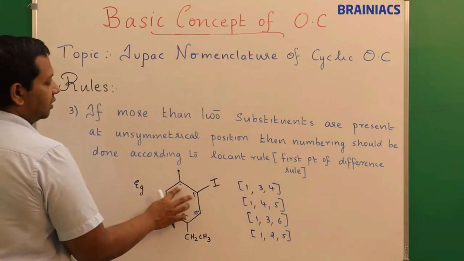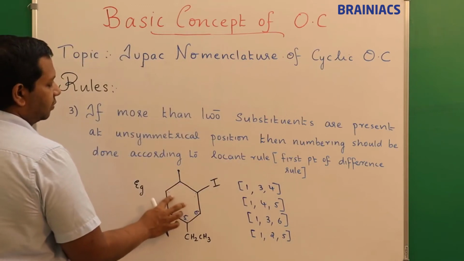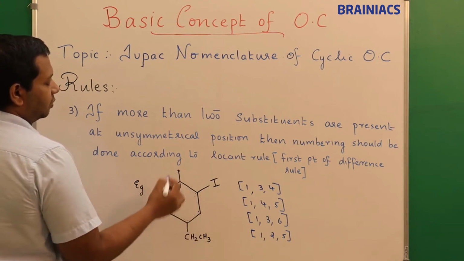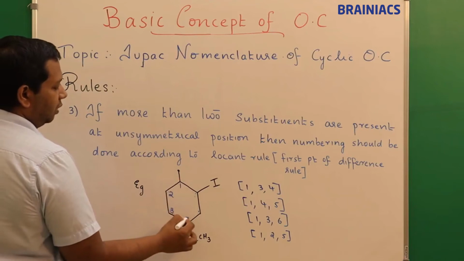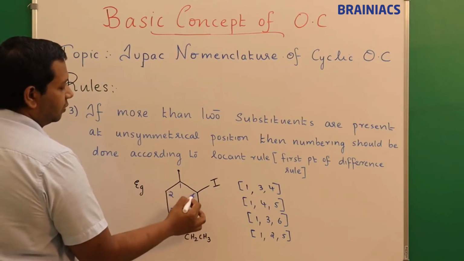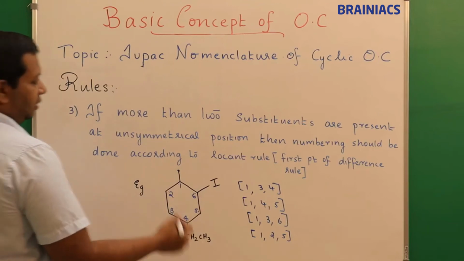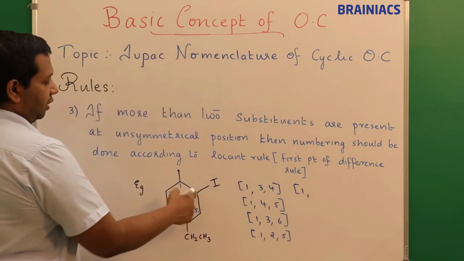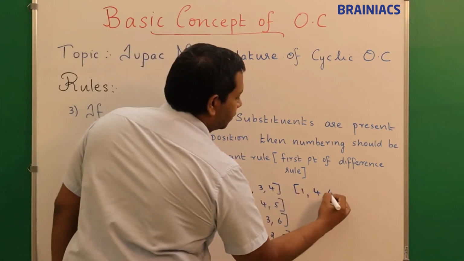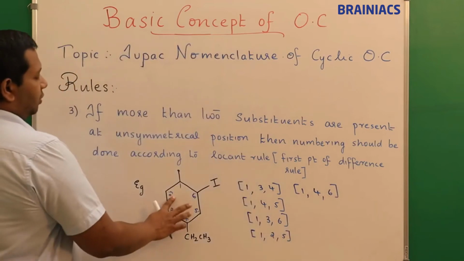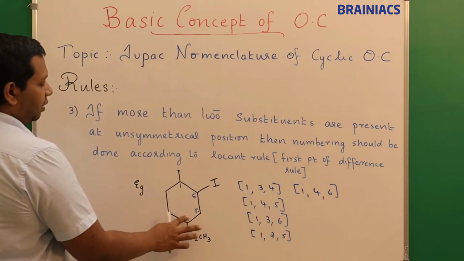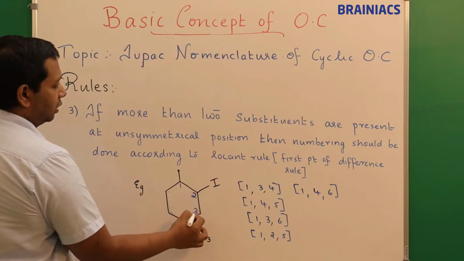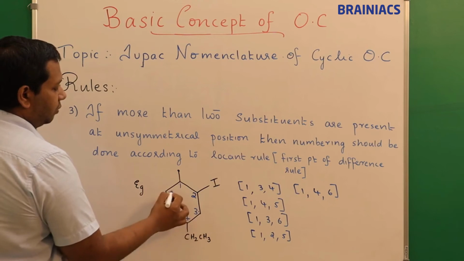Now that is completed. So I will go with the third substituent. Then I will write the possibilities. Okay. So the third substituent is this one. 1, 2, 3, 4, 5, 6. So tell me what are the locants. That is 1, 4, then 6. 1, 4, 6. Correct? Now the last possibility I am going to write. So 1, 2, 3, 4, 5, 6.